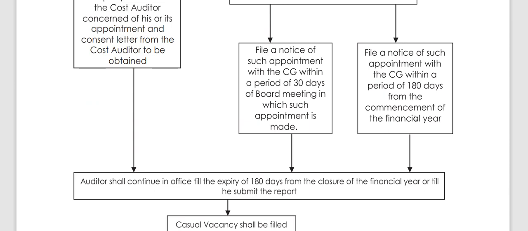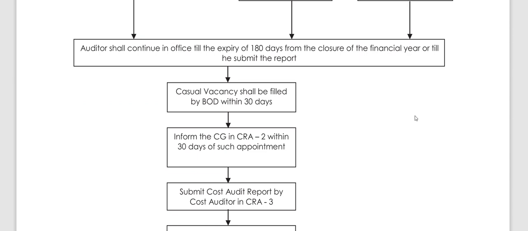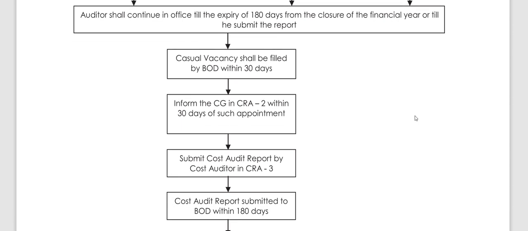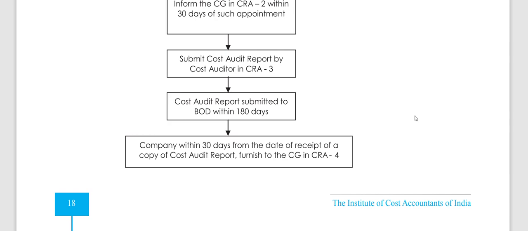Okay. When the auditor is appointed, the auditor shall continue in office till expiry of 180 days from the closure of financial year or till he submits his report. This is clear, right? So in case of casual vacancy, it is to be filled by the board within 30 days, and it should be informed to the central government in CRA 2 form within 30 days of such appointment. So, submit cost audit report: the cost auditor should give his cost audit report in form CRA 3, then the cost audit report is submitted to the board within 180 days. The company, within 30 days from the date of receipt of a copy of the cost audit report, should furnish it to the central government in CRA 4.